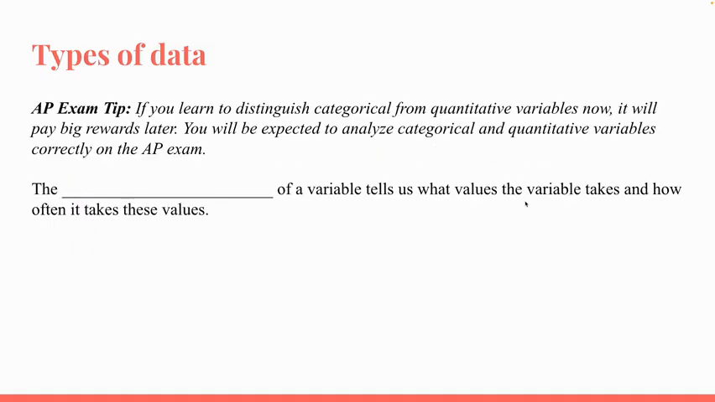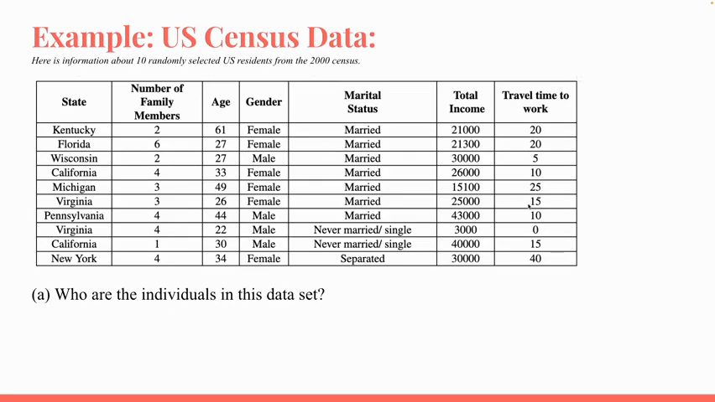Types of data. AP exam tip: if you learn to distinguish categorical from quantitative variables now, it'll pay off big rewards later. You'll be expected to analyze categorical and quantitative variables correctly on the AP exam. The distribution of a variable tells us what values the variable takes and how often it takes these values. We're going to look at distribution of data a lot this year. So let's look at this information.